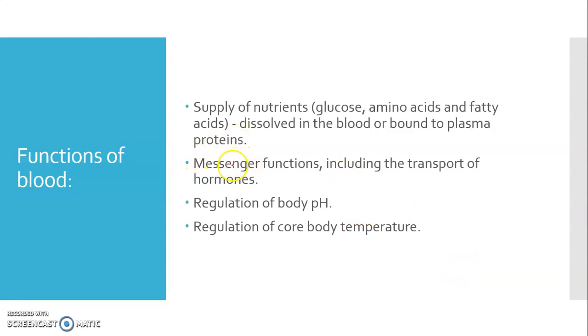The function of the blood, we can go briefly: supply of nutrients that dissolve in the blood and bind to the plasma proteins, and also messenger functions, including the transportation of hormones, especially the hormones that are secreted from the endocrine glands. It can also be used for the regulation of body pH. So that's why we can regulate the core body temperature, even when we have a fever.